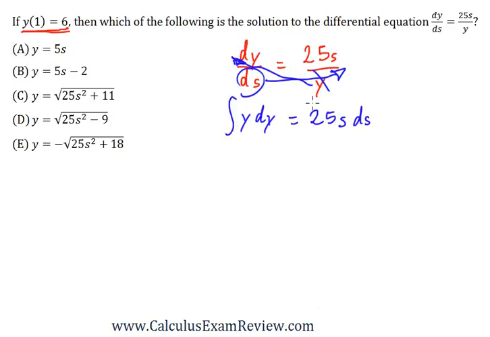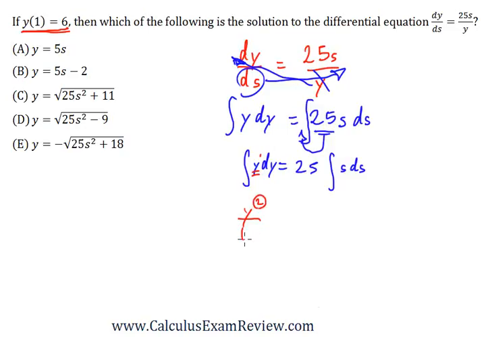Now let me just integrate both sides of the equation. So the 25 can actually come outside of the integral. So I have 25 integral of s ds. Great. Now, what is the antiderivative of y? There's just a 1 there, so I'm going to add a 1, so I get y squared over 2. These need to match up, whatever's on the bottom here, so that's a 2. Equals 25.